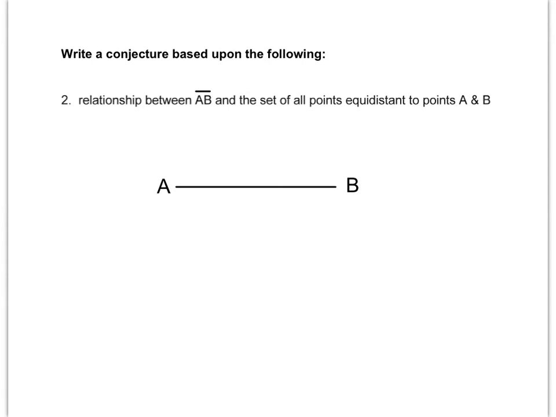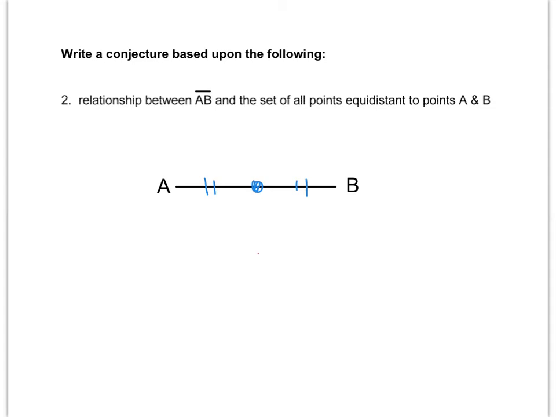Okay, and this guy right here, we want to write a conjecture based upon the following. What's the relationship between segment AB and the set of all points that is equidistant to points A and B? So let me just draw a point, any point that is equidistant to A and B. I could draw actually the midpoint of A and B, so those two things are equal. I can also draw another point. I'll do that in a different color. I'll do it in red.